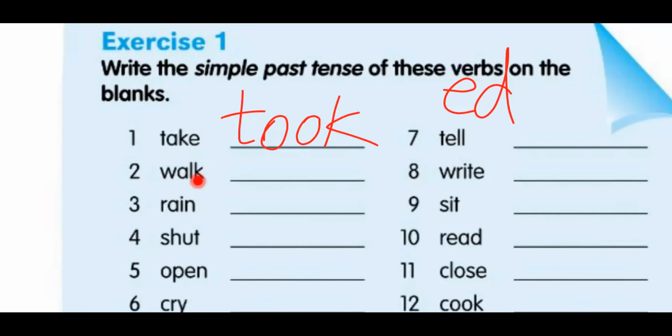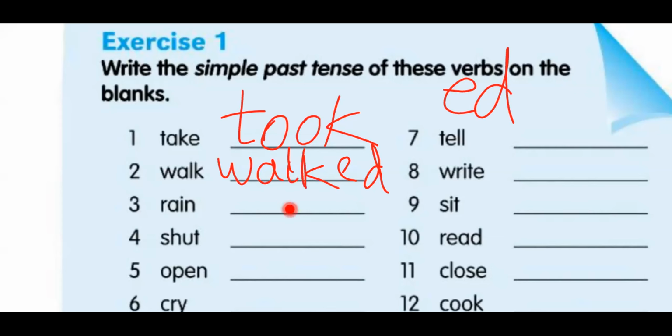Now see over here, walk. Walk will become, should I add ed to walk? Is the verb walked, W-A-L-K-E-D, walked, correct? Is it correct or wrong? Yes, children, tell me. Wrong, ma'am. Correct. आप ध्यान नहीं दिए बेटा, walked correct है. Okay? Walked is correct.